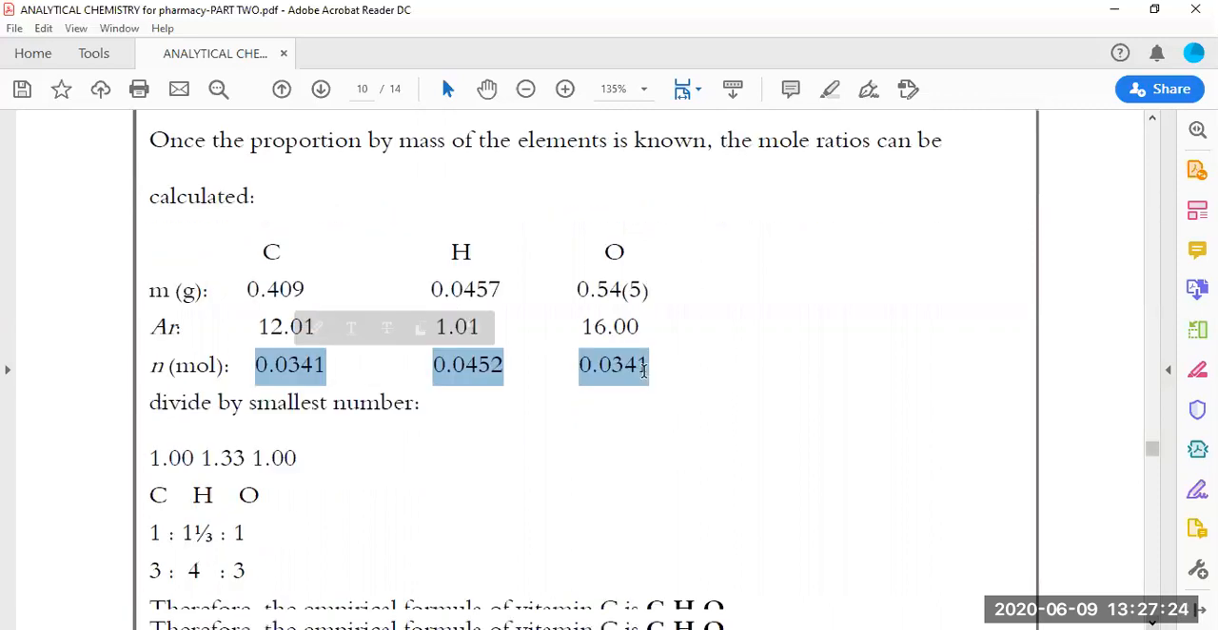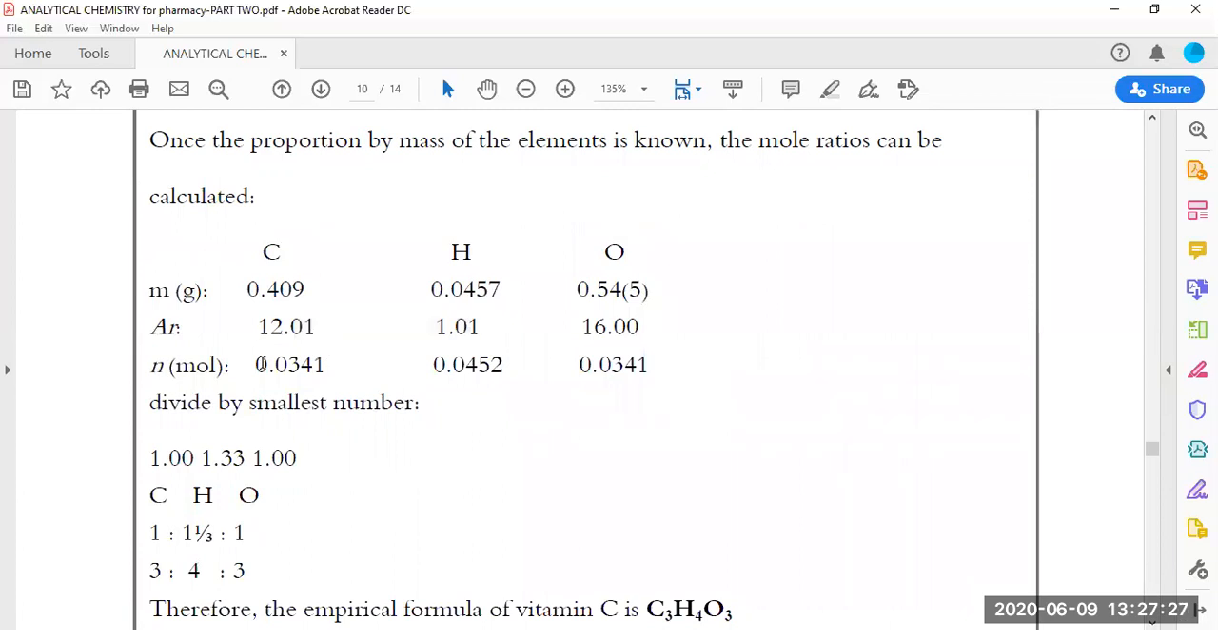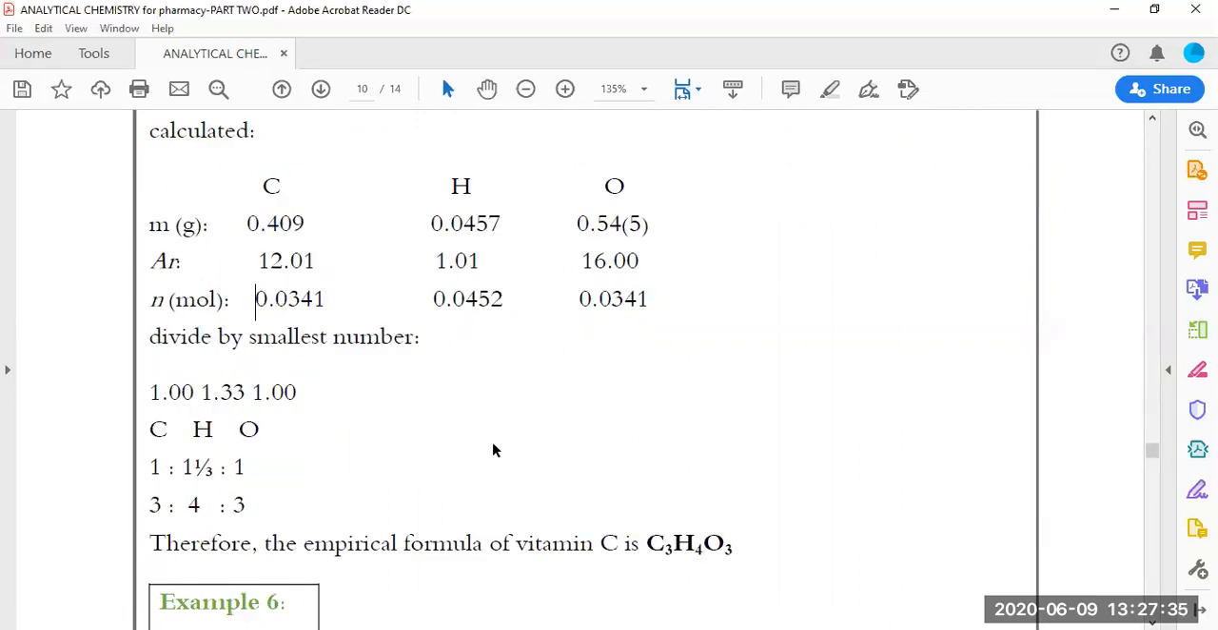But as we said before, you cannot write the ratio like these decimal numbers. We should convert it to integer numbers. So if we take the smallest number, which one is the smallest one? I think this as same as this. So this is the smallest number. So you divide this by itself, and you divide this one by this number, and you divide this again by this number, you get something 1, 1 and a third, and 1.